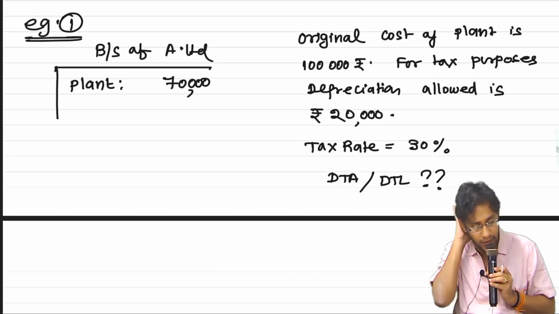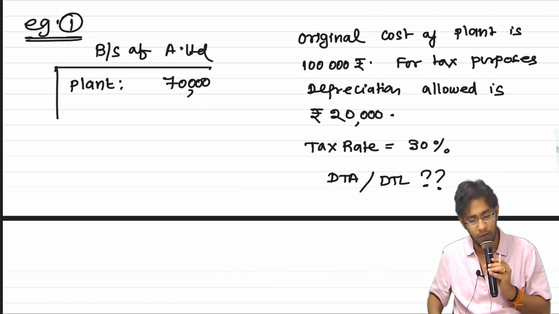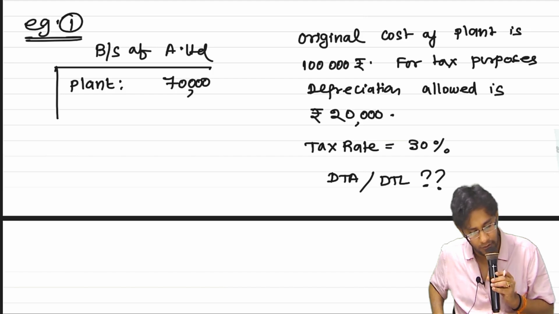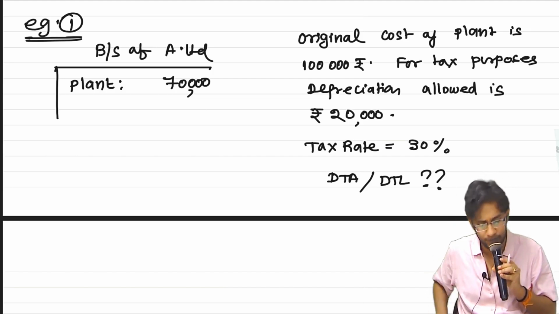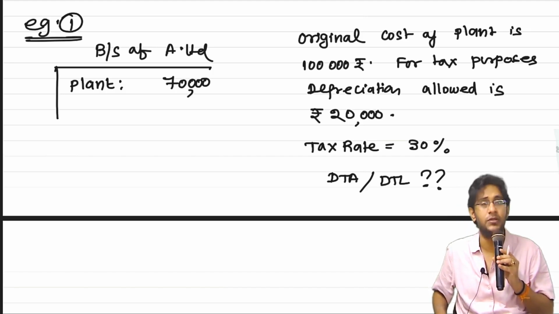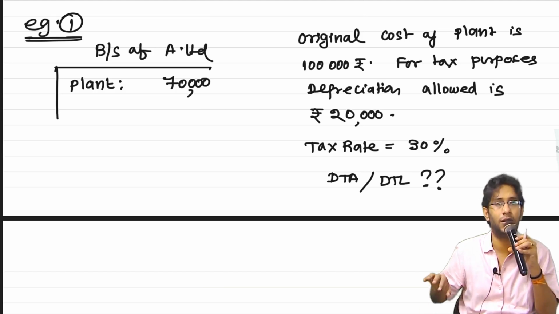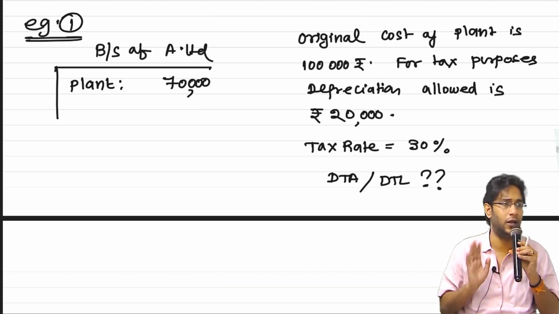Focus on the example. Sir, in the balance sheet of A Limited, there is plant and machinery of 70,000. Then he tells you that the original cost of the plant is 1 lakh. But why is it appearing at 70,000 today? Already depreciation. For tax purposes, depreciation allowed is only 20,000. But in our books of accounts, I claimed how much? 30,000. Tax rate is 30%. DTA or DTL, he is asking.